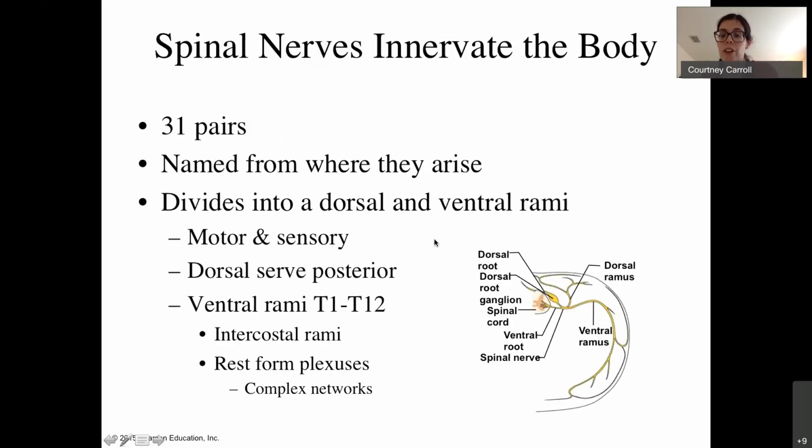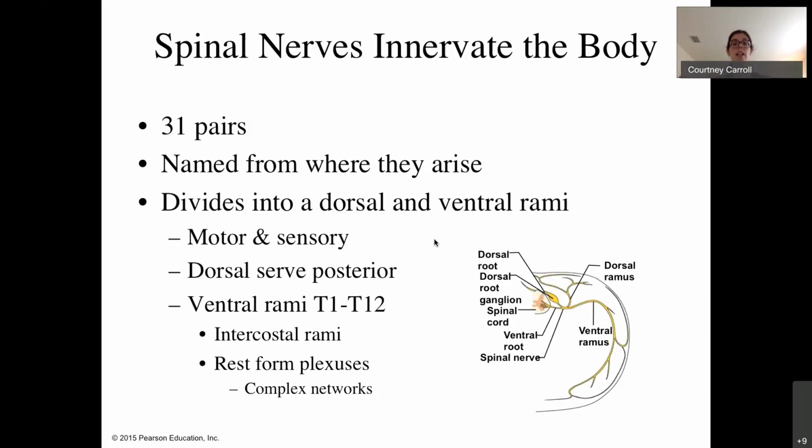So moving from the cranial nerves down, we're going to talk about our spinal nerves. Your cranial nerves are mainly responsible for the head and the neck, with the exception of the vagus nerve. And then your spinal nerves innervate your body. So you have 31 pairs of spinal nerves. And again, they're named for the region of the spine that they arise from. So they are named based on the same names as the vertebrae.